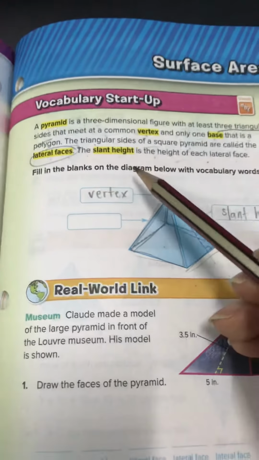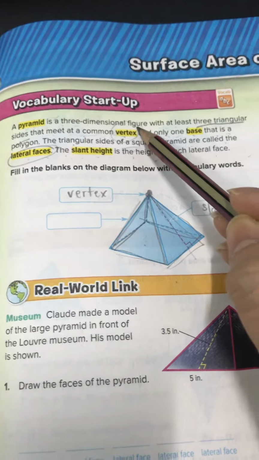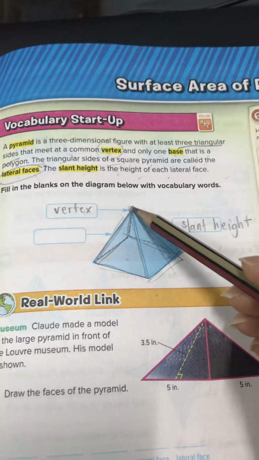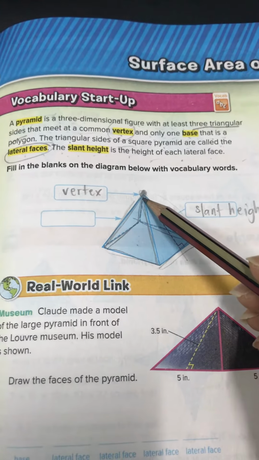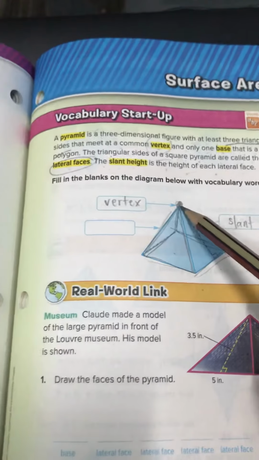Now, we also have the vertex. What is a vertex? This point. The vertex is the point where the faces meet.